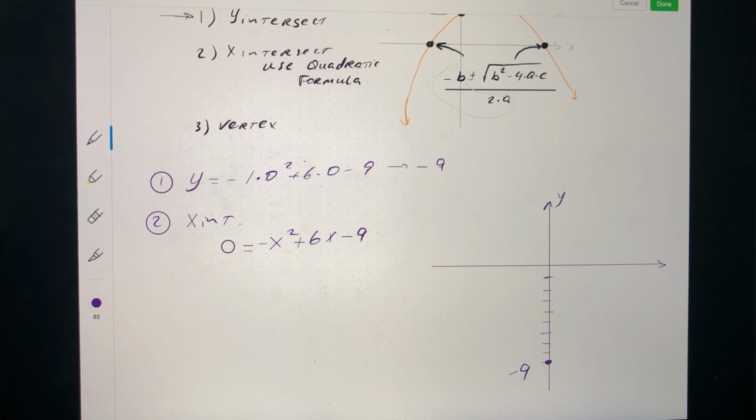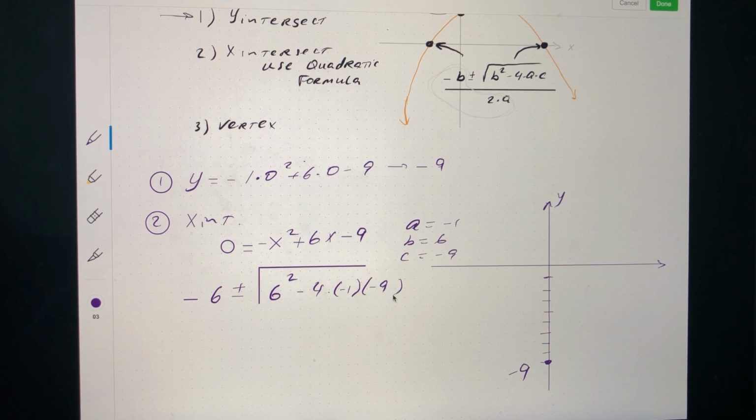Now, at this point, we're using the quadratic formula. Our a is negative 1, b is 6, c is negative 9. Substituting all of these values into the quadratic formula, we get negative b, which is 6, plus or minus the square root of b squared minus 4 times a, which is negative 1, times c, which is negative 9, and the whole quantity divided by 2 times a, which is negative 1.